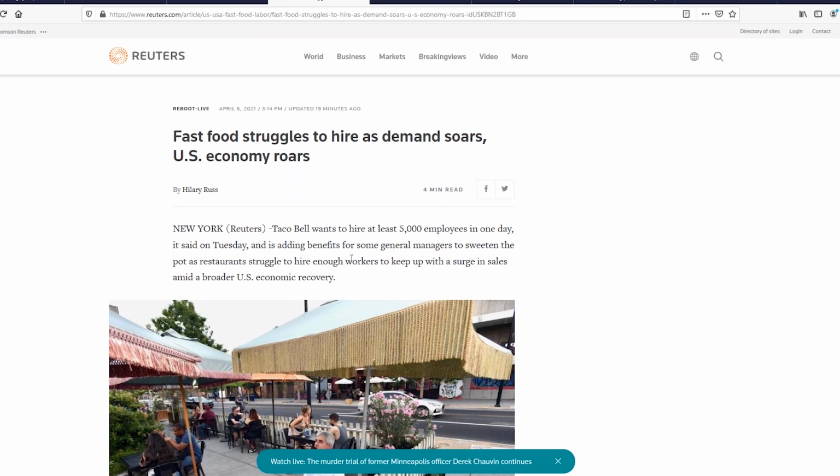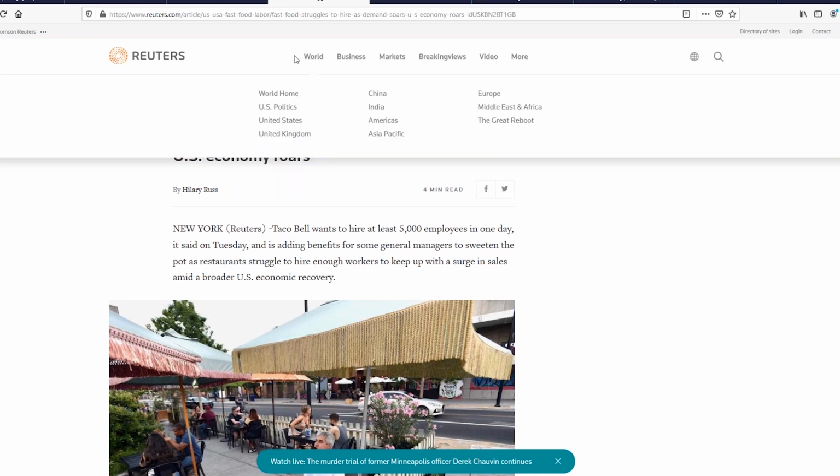Fast food struggles to hire as demand soars, U.S. economy roars. The problem now is they can't find enough people to hire because the economy is doing so well. Meaning most everyone who wants a job has a job, or they better offer more money because the people willing to work for the amount they're offering are already working. If you owned the business that maybe isn't so good, but in terms of signs for the economy, that's a good problem to see, that employers are having trouble finding people to hire because the economy is roaring so much.